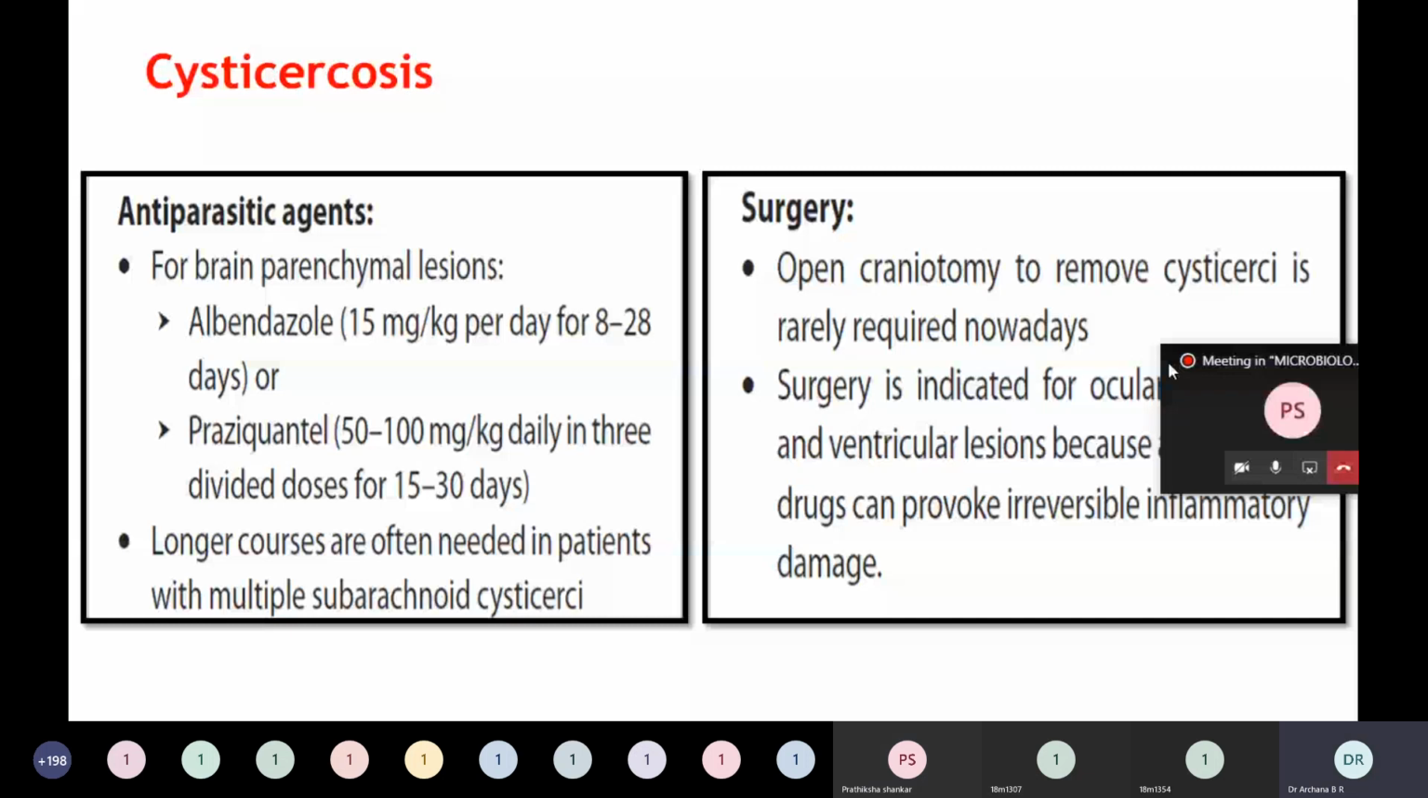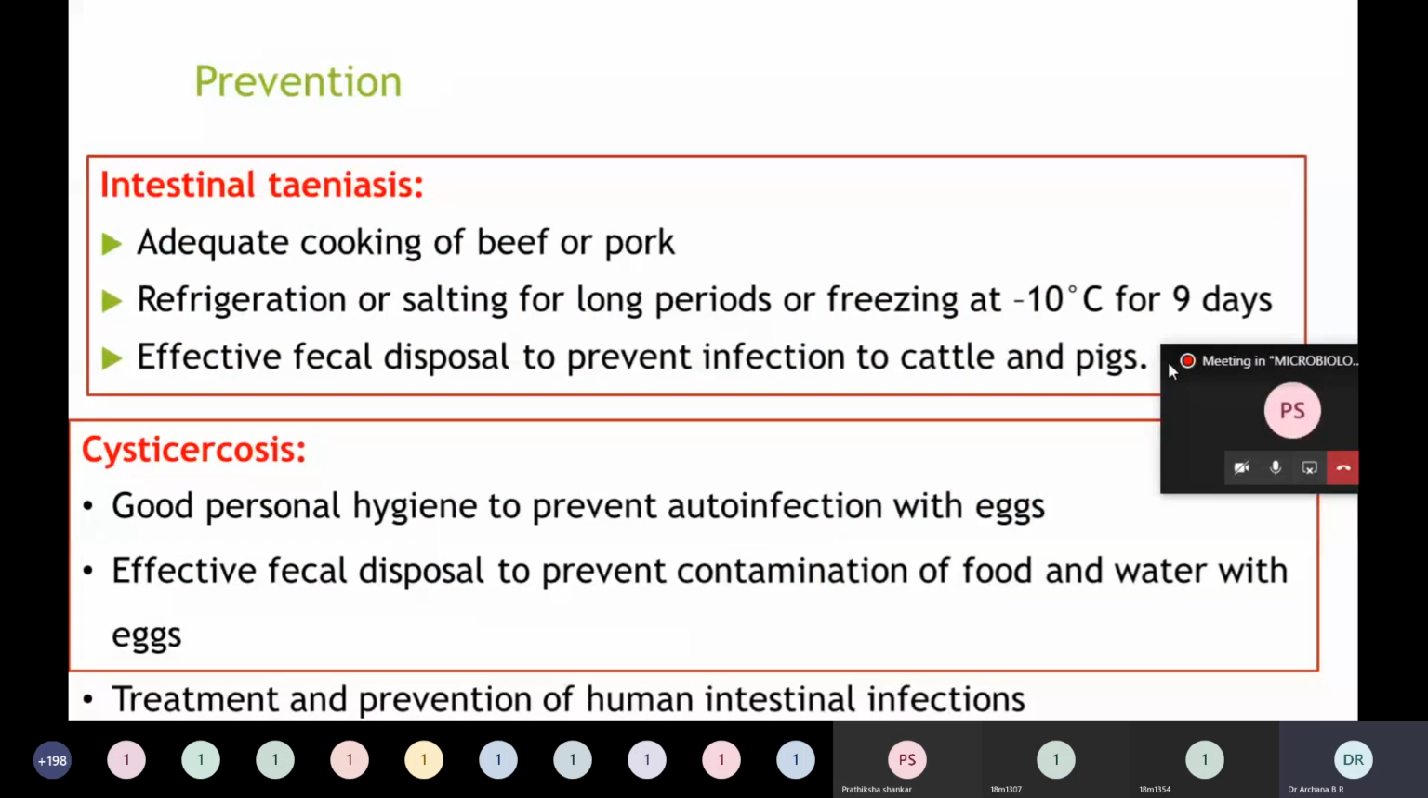Prevention: intestinal taeniasis can be prevented by adequate cooking of beef or pork, refrigeration or salting for longer periods, or freezing at minus 10 degrees Celsius for 9 days, and effective fecal disposal to prevent infection of cattle and pigs. Cysticercosis can be prevented by good personal hygiene to prevent autoinfection with the eggs, effective fecal disposal to prevent contamination of food and water with the eggs, and treatment and prevention of human intestinal infections.